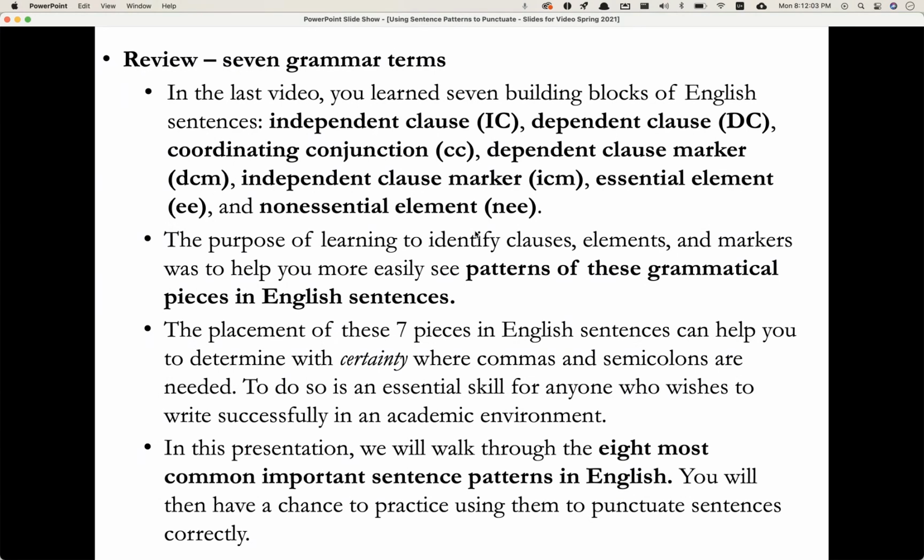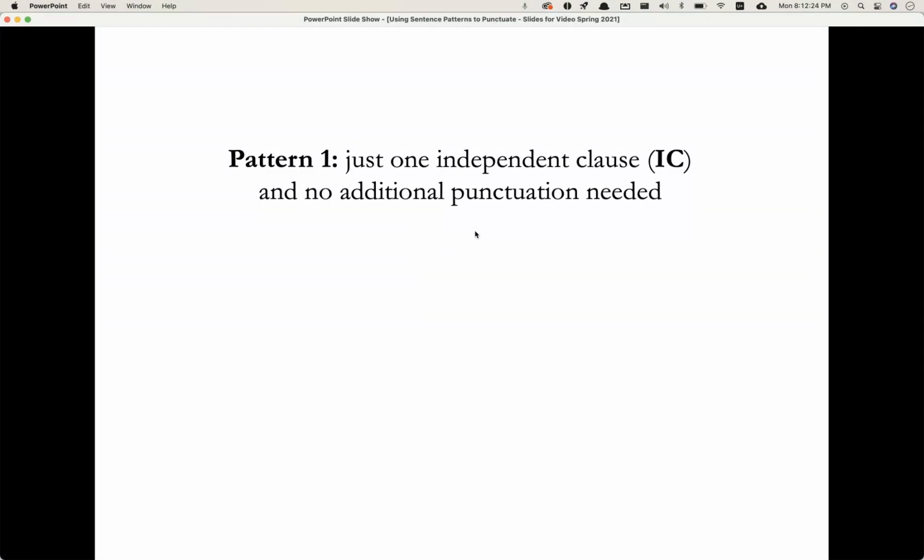So in the presentation, we're going to walk through the 8 most common sentence patterns in English. You will then have a chance to practice recognizing these patterns and using the existence of the patterns to punctuate unpunctuated sentences correctly. So the first pattern is just one independent clause with no punctuation needed. We will represent this with just IC, right? So an independent clause, like what you learned before.